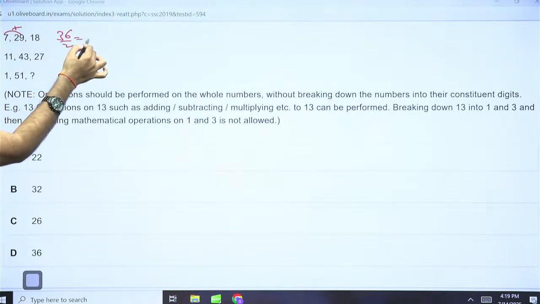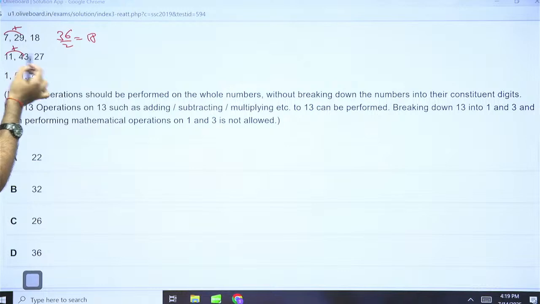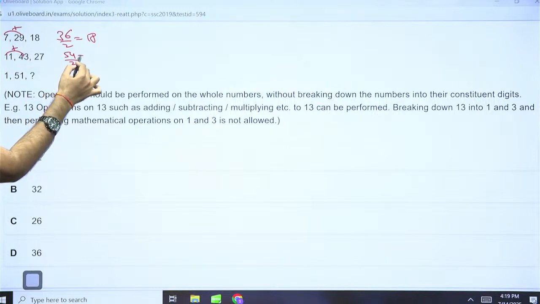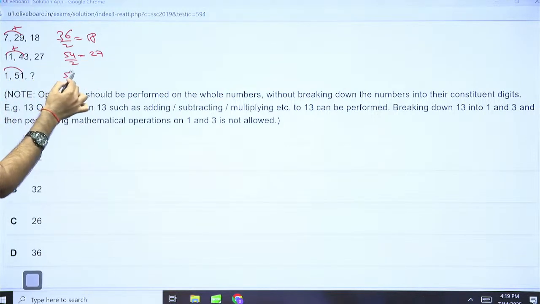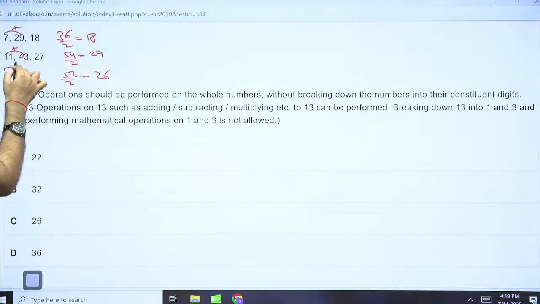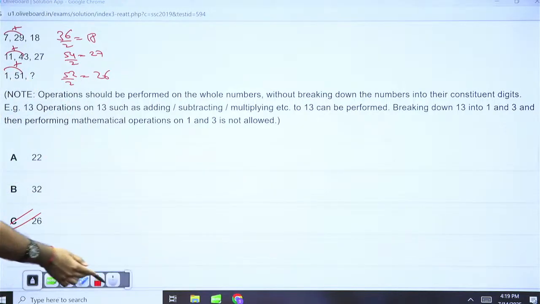36 divided by 2 is 18. You add this, you get 54. 54 divided by 2 is 27. You add this, you get 52. 52 divided by 2 is 26, which is option C. Cool. Next.